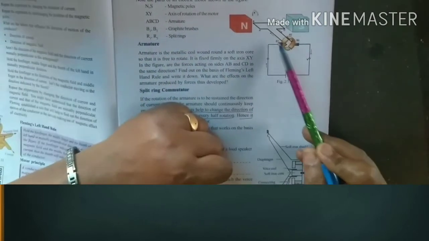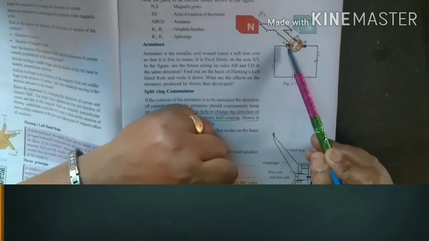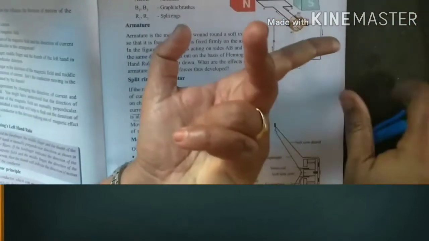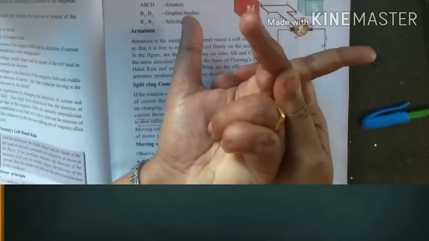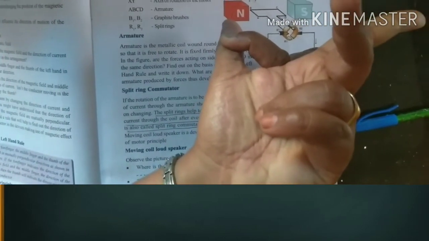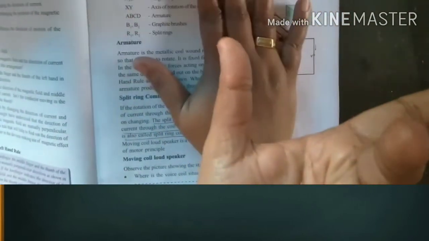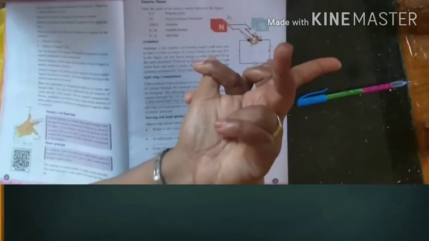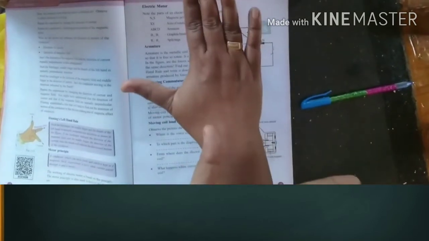Here the current at first on the side AB is from here to that side. So you should take the direction of current like this. I already said I have certain limitations. Then how will our thumb indicate? The thumb is in the downward direction. So suppose this is the armature, then according to this thumb, the armature will rotate like this. Understood? The magnetic field is in this direction, the current is like this, so the thumb is downwards, and the armature will rotate in this direction.